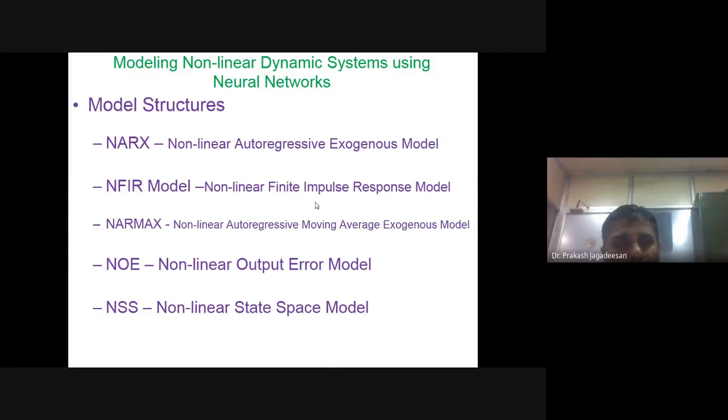NARX stands for nonlinear auto-regressive exogenous model. X stands for external inputs, AR for auto-regressive, N for nonlinear. NFIR is the nonlinear finite impulse response model. NARMAX is the nonlinear auto-regressive moving average model with external input, MA for moving average. NOE is the nonlinear output error model, and NSS is the nonlinear state space model. These are different model structures proposed in the control literature to capture the relationship between input and outputs.